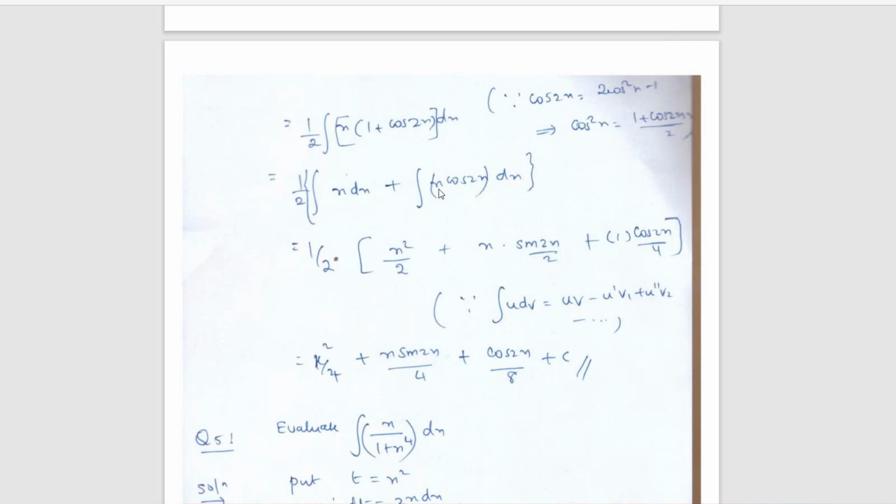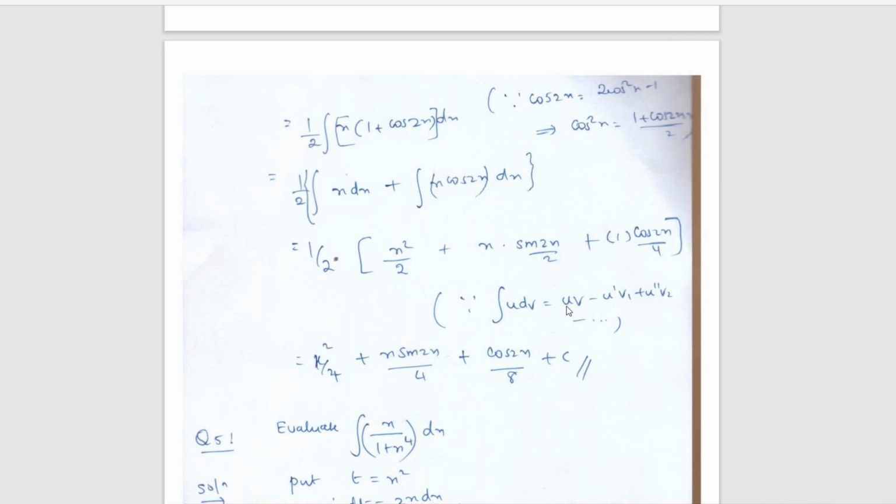What is u? My u is x. dv is cos 2x dx. What is v? Integral cos 2x is sin 2x by 2. The first term is uv. I have taken u as x, and the remaining term is dv. This is of the form integral u dv, where u is x and dv is cos 2x dx.